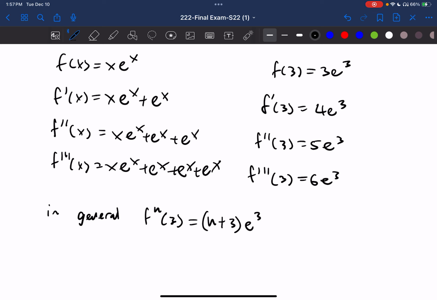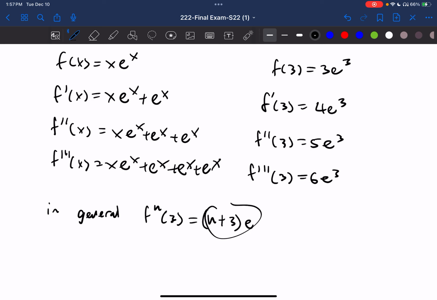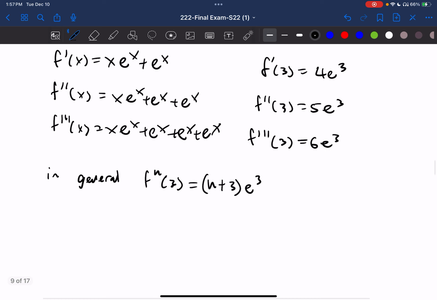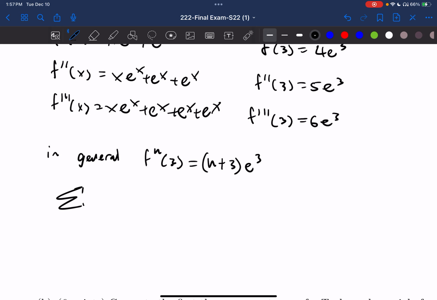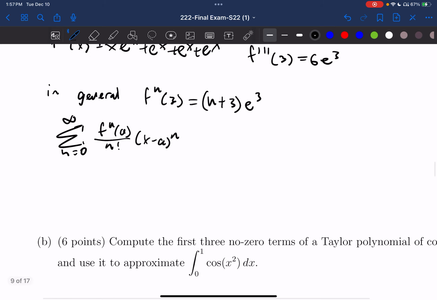Would this make sense? This would make sense because if you plug in, this is to the third power, where this is f triple prime. So if you plug in 3 in here, you will get 6 times e to the third power. So this is correct. And we know that this Taylor series is in the form of f of n of a divided by n factorial times x minus a to the n power.